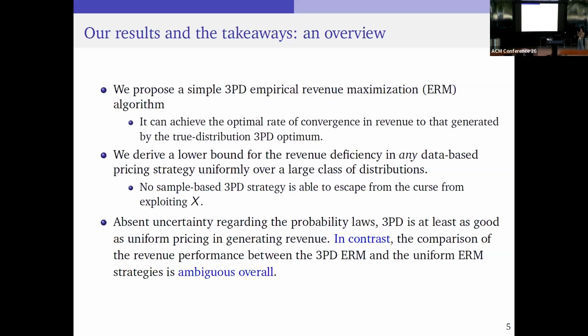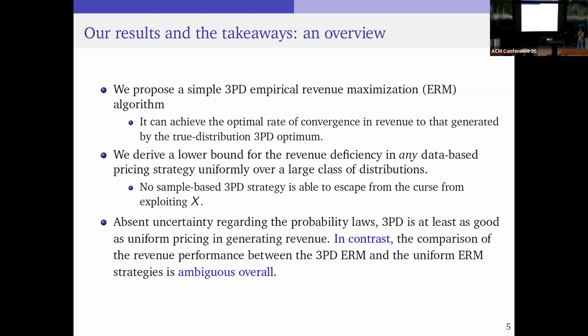Later I'm going to propose a very simple 3PD strategy: a 3PD empirical revenue maximization. This is called ERM. This is not empirical risk minimization; this is empirical revenue maximization. By the way, I'm not doing a literature review in today's talk because the time is limited, but if you're interested, we have about 2 pages of description of literature papers, on the papers in CS and in Econ. Most of the papers on empirical revenue maximization are in CS.